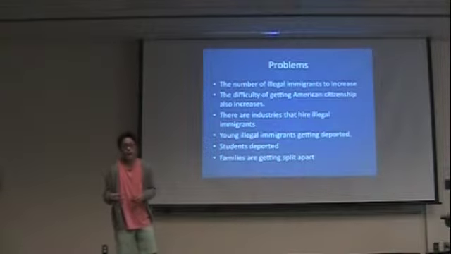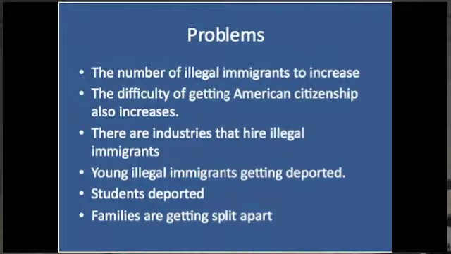So there are many problems that come with illegal immigration. First, the number of illegal immigrants is expected to increase in the coming years. As that number continues to increase, the difficulty of getting American citizenship also increases. There are many industries that hire illegal immigrants and pay them below minimum wage. Also, we have a problem with deportation, deporting many young illegal immigrants at the age of younger than 5, and we're deporting many students who have received education and have the potential to benefit our economy. Finally, many families are getting split apart since most families do not have legal status, and many family members are getting deported.